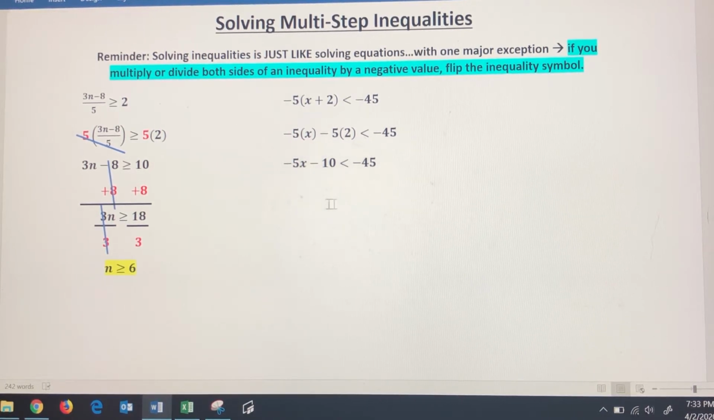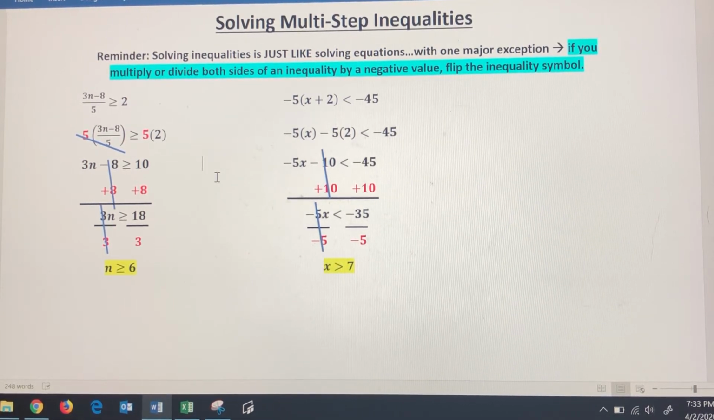Now, again, just like solving equations, I need to move this negative 10 over to the right side. I'm going to do that by adding 10 to both sides. Those 10s cancel out on the left, and it leaves me with negative 5x is less than negative 35. Now I'm going to divide by a negative here, so I'm forced to flip the inequality symbol. Divide both sides by negative 5. Those negative 5s on the left are going to cancel out, and I'm left with x is greater than, now I've got to flip this around to greater than, positive 7. So that's the answer for the second example here.